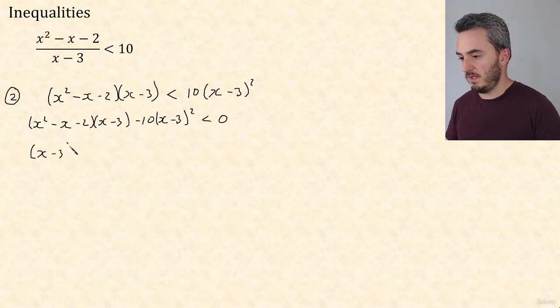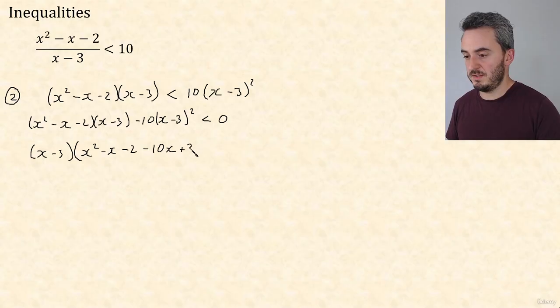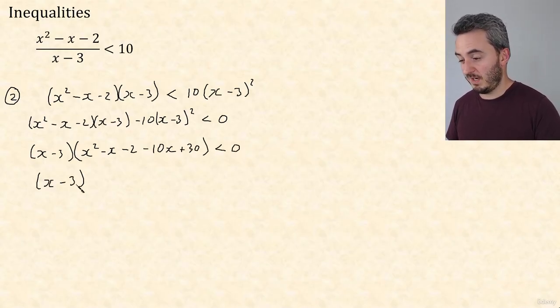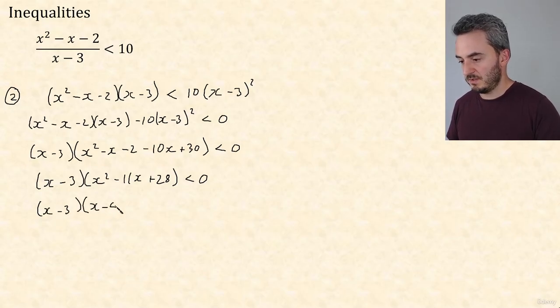Pulling out the x minus 3 gives us x squared minus x minus 2, and then minus 10 times (x minus 3), so that's minus 10x, and minus 10 times minus 3, which is plus 30. So what do we end up with? We're going to end up with a cubic, which we can actually factorize, because look, we have x squared minus 11x plus 28. It's the same quadratic we actually solved using our other technique. That factorizes as (x minus 4)(x minus 7).